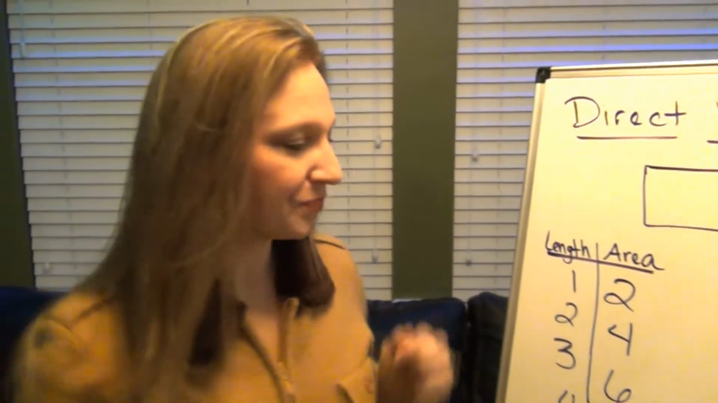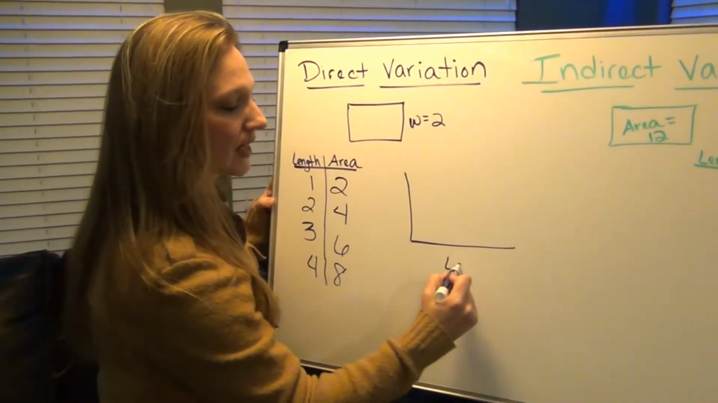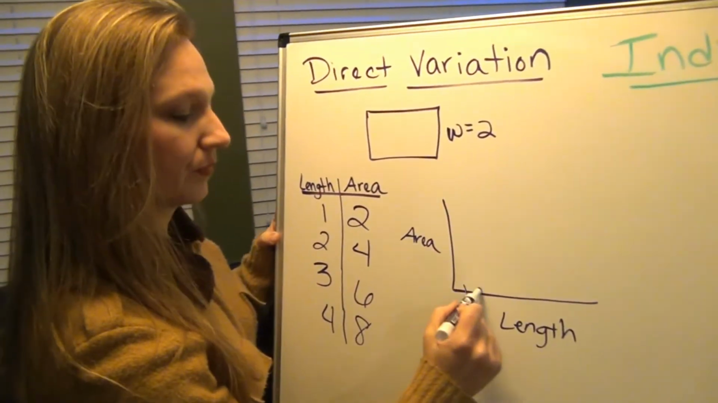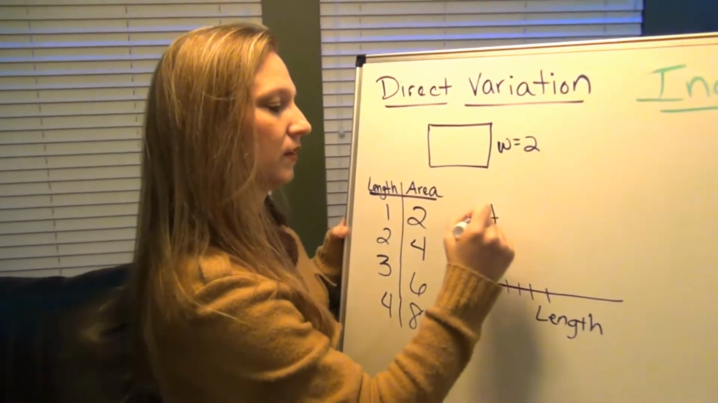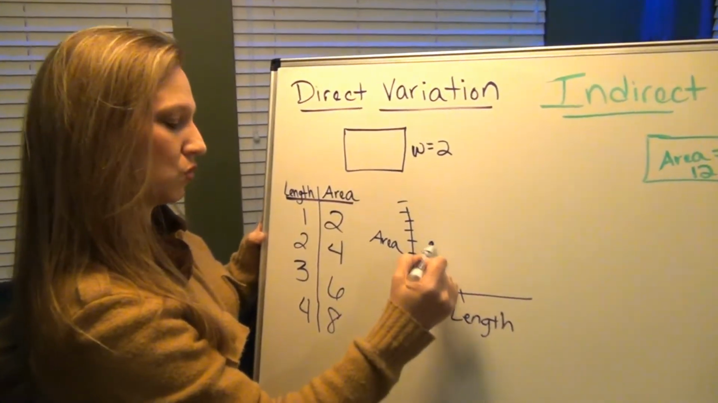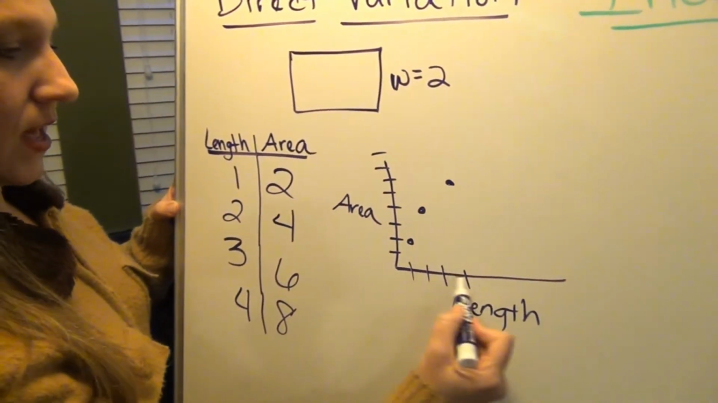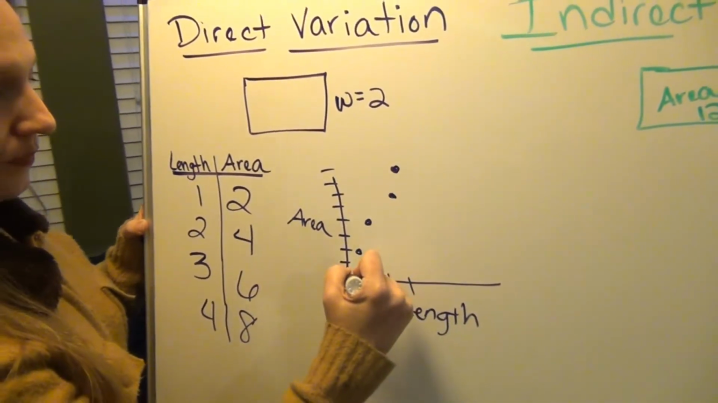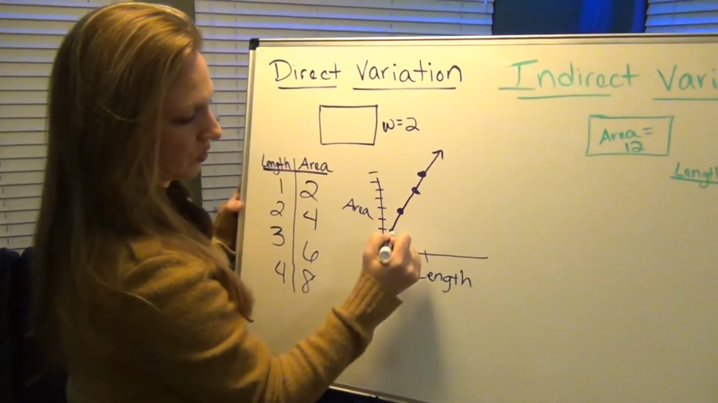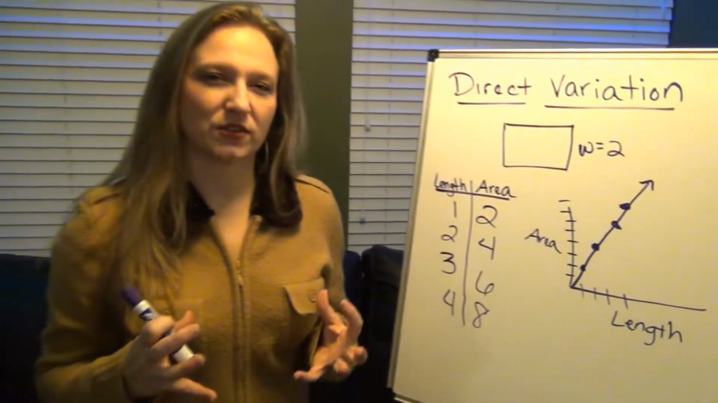You get the idea. Let's look at what this graph would look like if I was going to graph this. Length is my x-axis. Area is my y. And I've got 1, 2, 2, 4, 3, 6, and 4, 8. If I had plotted them more accurately, they would all fall on the line. So this is called a direct variation.